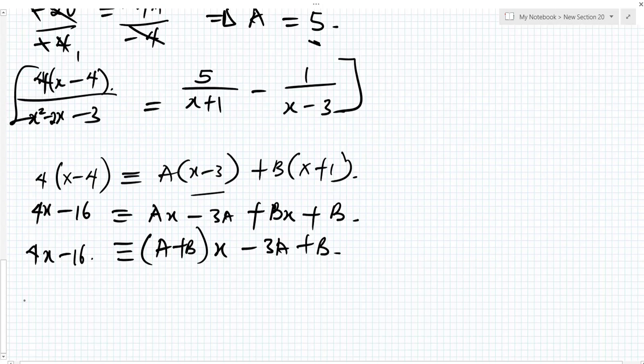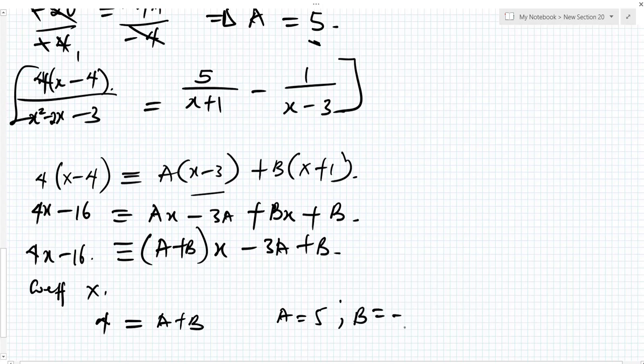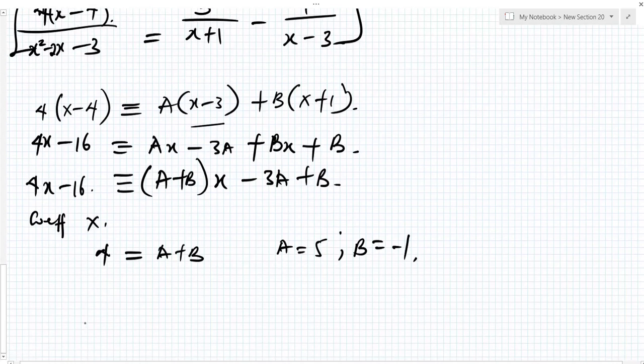Now comparing the coefficient of x, 4 should be equal to a plus b. Now a is 5, b is equal to minus 1. Now if you substitute that value here, if you say a is equal to 5, b is equal to minus 1, you have 4, so it's correct.